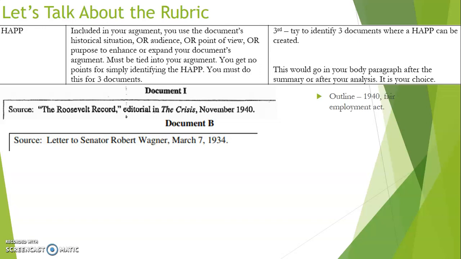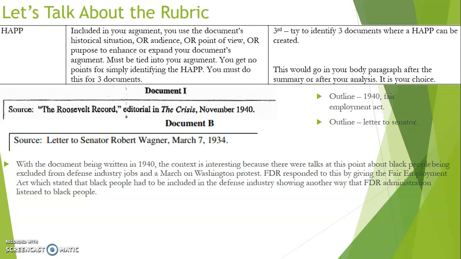So for me, the Roosevelt Record, this was about black people that we just read about. I'm going to talk about 1940. Because I know the Fair Employment Act is coming in the next year, I'm going to tie that into the historical situation. For document B, since it's a letter to Robert Wagner, I'm going to outline that this is a letter to a senator. Now, you might have even put together that Robert Wagner and the Wagner Act are connected. That's really, really impressive.